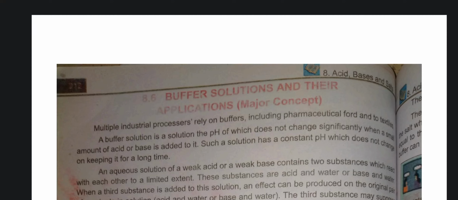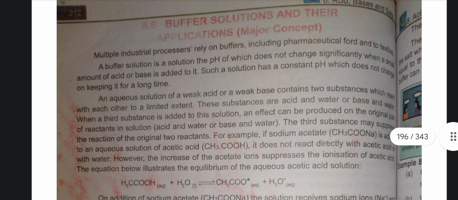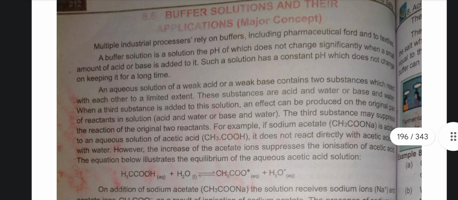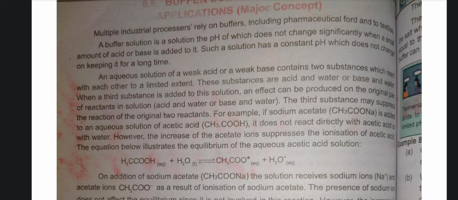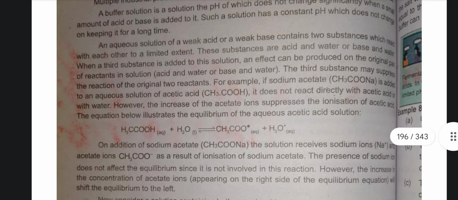Moving on to 8.6, buffer solutions and their applications, which is a major concept. Multiple industrial processes rely on buffers, including pharmaceutical, food, and textiles. A buffer solution is a solution the pH of which does not change significantly when a small amount of acid or base is added to it. Such a solution has a constant pH which does not change on keeping for a long time.